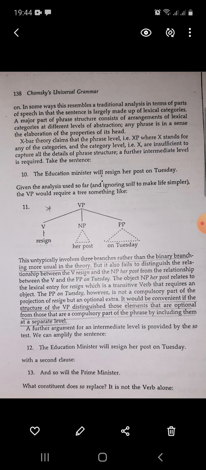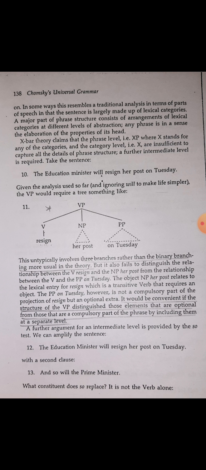Next we see one on page 138. There is some longer example, the example of a verb phrase: the education minister will resign her post on Tuesday. Here the actual points come forward. This is the regular phrase structure analysis given to us, and that is the education minister will resign her post on Tuesday.